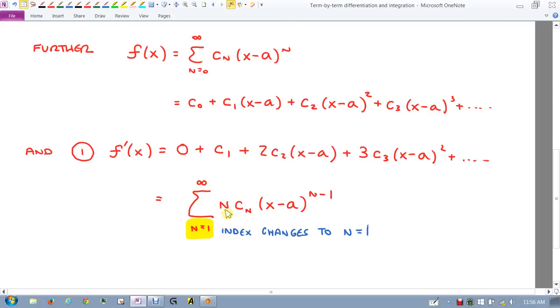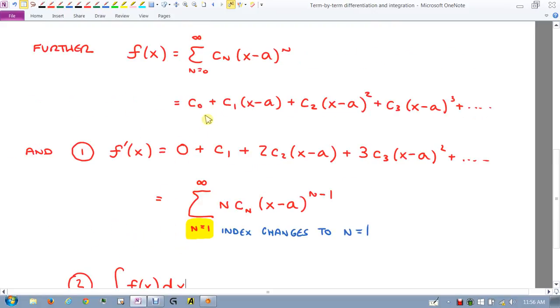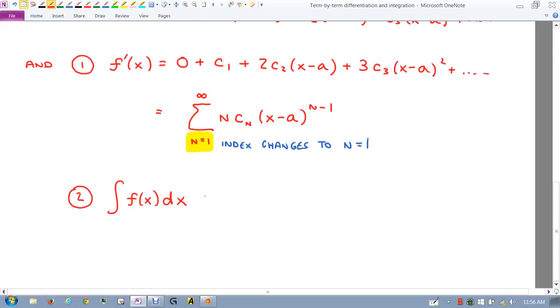All right, so that's how the differentiation works. How about integration? So this will be 2. What would the antiderivative of f of x be? And we put dx because it's with respect to x. So let's go back up to f, and let's integrate this guy right here. What's the antiderivative of c naught? C naught x, right? Agreed?